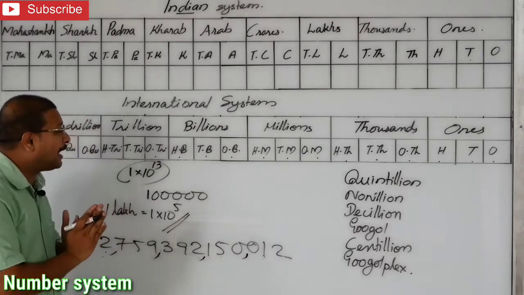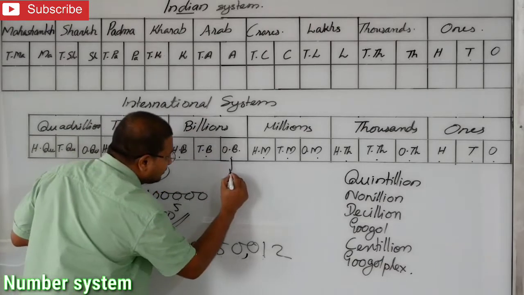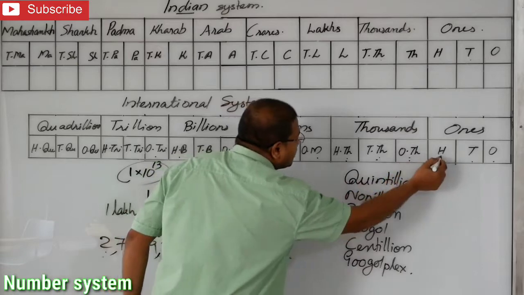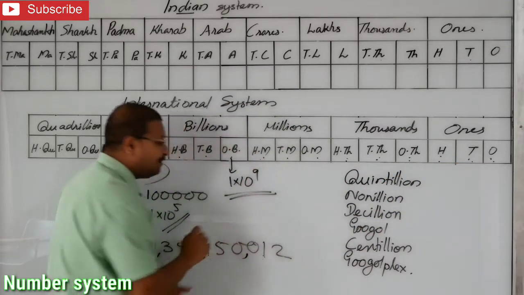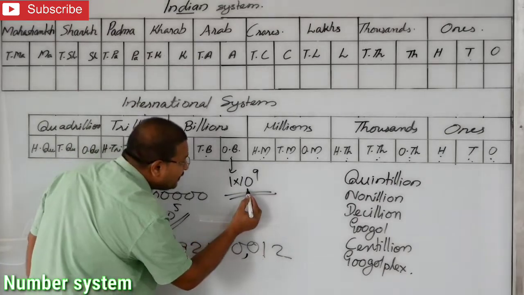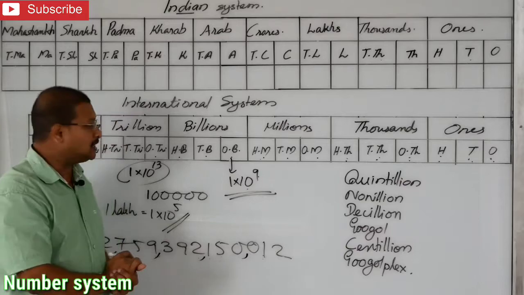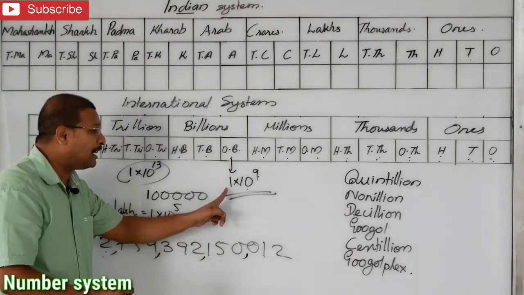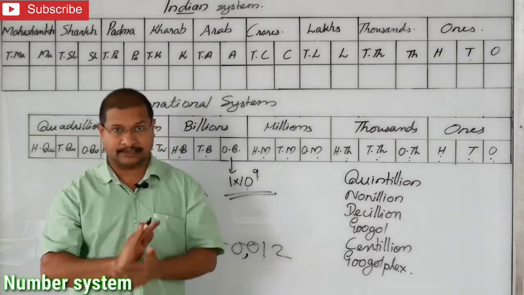Suppose if I want to write 1 billion. 1 billion means 1 into 1, 2, 3, 4, 5, 6, 7, 8, 9. That means 10 raised to 9. This way we have to write. See, reading is 10 raised to 9 or 10 to the power 9. That means 1 billion. If I want to say, I have to read 1 into 10 raised to 9. This is number system. Ready?